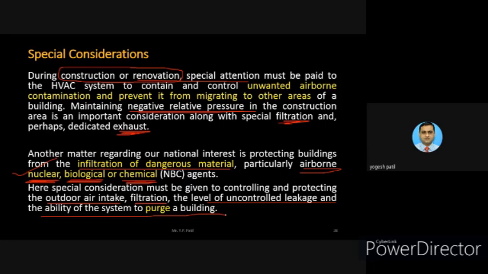Finally, when we have to do this purging, all types of contamination have to be exhausted from the building by the purging operation. This is a very important part of any building automation. The whole building's contamination will be exhausted out by filtering. So that is the purging of a building.